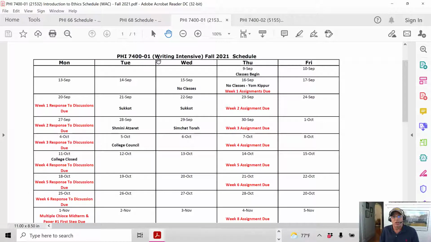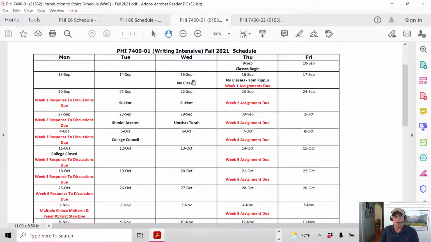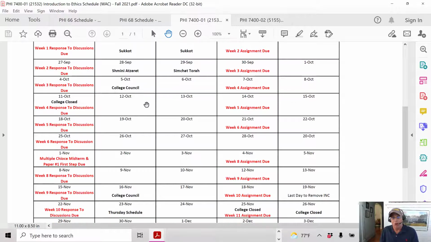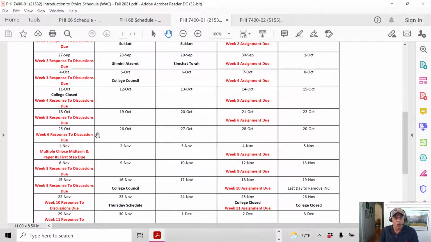One thing I did want to mention, writing intensive courses. For this year, what I'm requiring for a writing intensive course is you have to do one paper. There's going to be a smaller paper assignment, which is going to be your initial paper, or what I call the first step. You might see it over here. I'm trying to hold the cursor over. Paper number 1, first step is going to be due on the 1st of November. That's when the midterm essay would be due if it wasn't a writing intensive course.